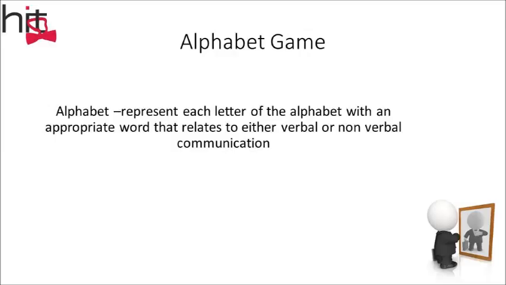Activity 7 is a bit of fun. Think about how we communicate verbally and non-verbally, and try to represent each letter of the alphabet with an appropriate word that relates to this form of communication. Whilst you're doing this, you can also think about why it's important to use the right language when you're communicating with a customer. And you could also think about good and bad forms of verbal and non-verbal communication.